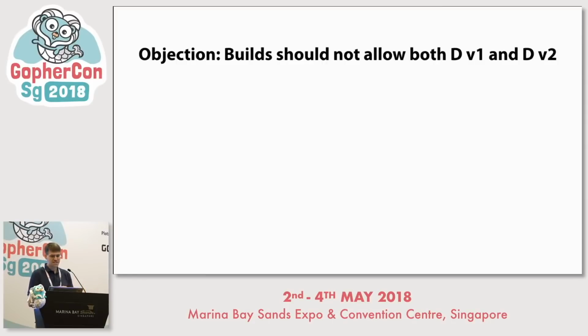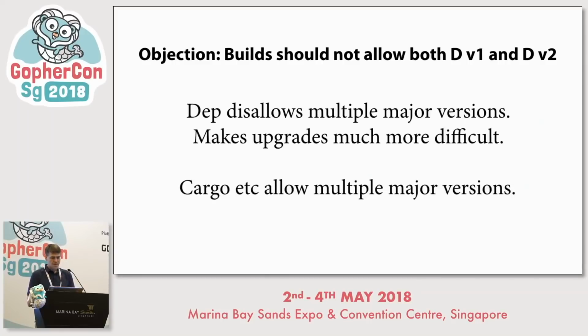Another common objection is that having D version 1 and D version 2 in the same build should be disallowed entirely. Then D's author won't have to think about the complexities that arise from having two different versions in one program. For example, maybe package D defines a command line flag or registers an HTTP handler, so that building both versions would require some sort of explicit coordination between those versions. In fact, dep enforces exactly this restriction.